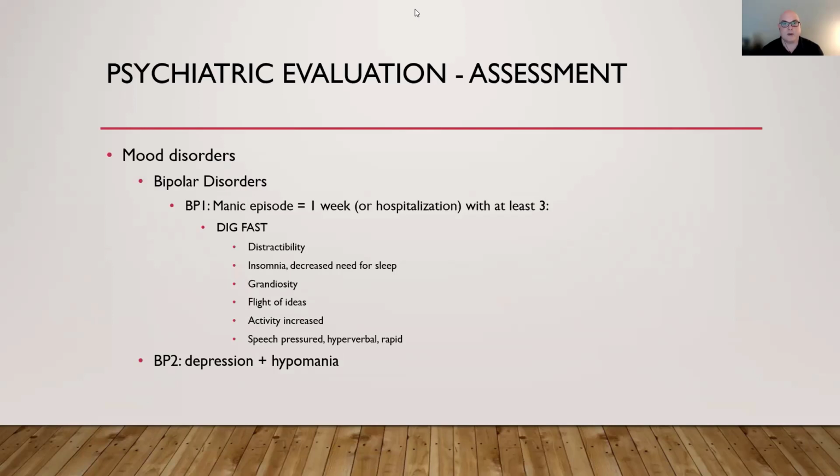So they have to have at least 3 of those symptoms, which the DIG FAST mnemonic is very helpful for. So distractibility, insomnia with a decreased need for sleep, grandiosity, where they just feel like they're the king of the world, flight of ideas, where they'll say my brain was just going a million miles a minute. I couldn't stop all the ideas I was getting. Increased activity, so they're just bouncing off the walls. Pressured speech, they're hyperverbal, they're rapid, they just can't stop talking.